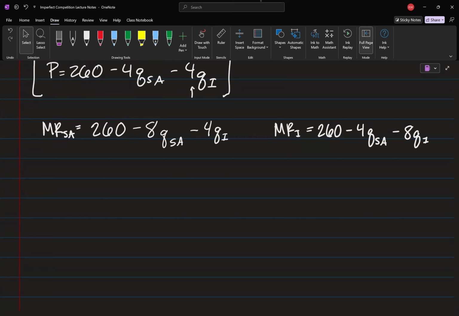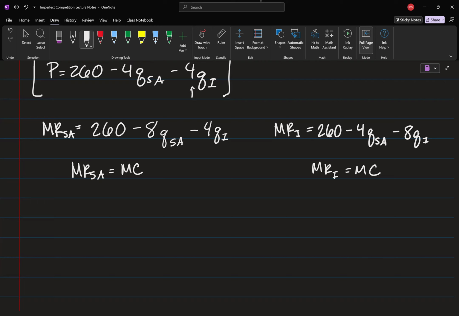Now, each of our countries, each of our firms has their identified residual marginal revenue equation. What we're going to do from here is treat them as if they're monopolists. So they're going to produce where their marginal revenue equals their marginal cost. Okay, so we'll have both producing where their marginal revenue equals their marginal cost.